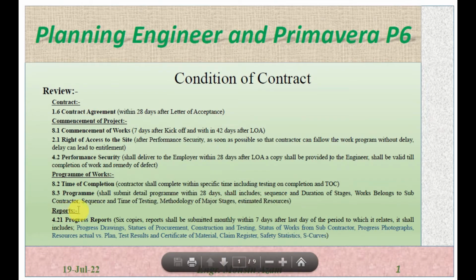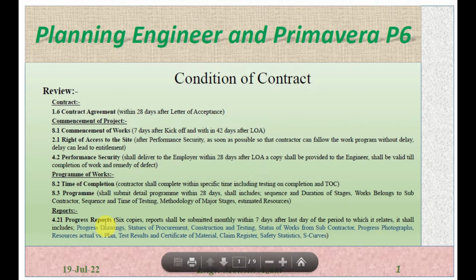After this, we will discuss reports. For the reports, 4.21, progress report, is the clause from the FIDIC general conditions of contract. The contractor should submit 6 copies. The report shall be submitted monthly within 7 days after the last day of the period to which it is related. So within 7 days after the completion of each month, it should be submitted.